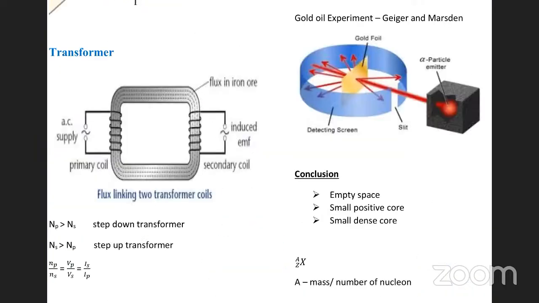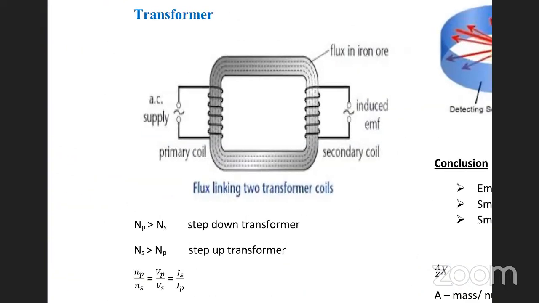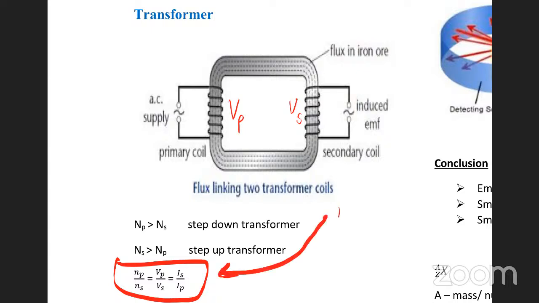Right? And last thing, transformer. A transformer uses electromagnetic induction, and it has the ability of taking a voltage in the primary and inducing a voltage on the secondary. Okay? And this here is the transformer formula. But this formula only applies if the transformer is ideal. All right? Okay, so that's a summary on magnets.